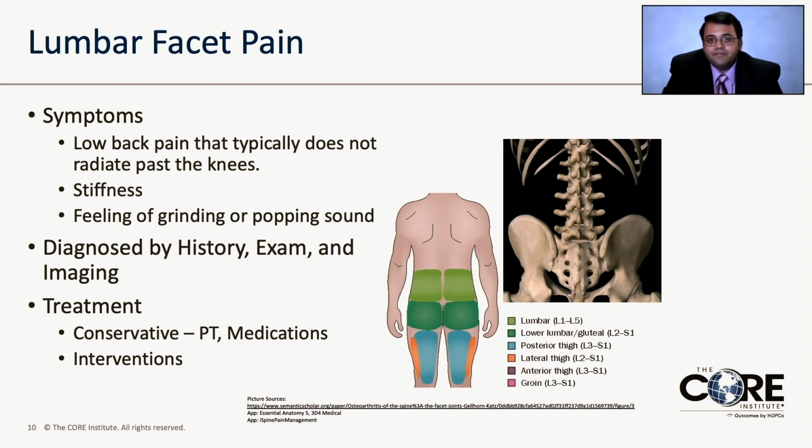In order to determine if it is the joints that are causing it, we really do, again, an in-depth history with examination and obtain some imaging. We typically treat this conservatively as well, and we'll talk a little more about some of the conservative options later, but it's physical therapy, medications, and interventions.